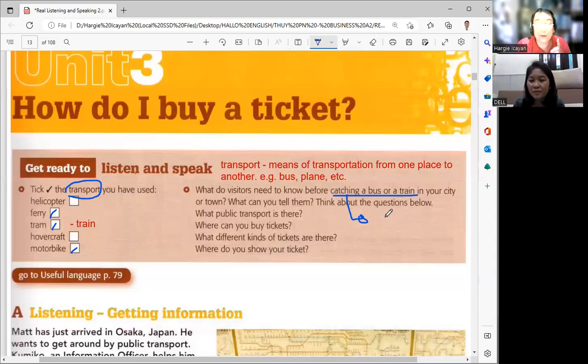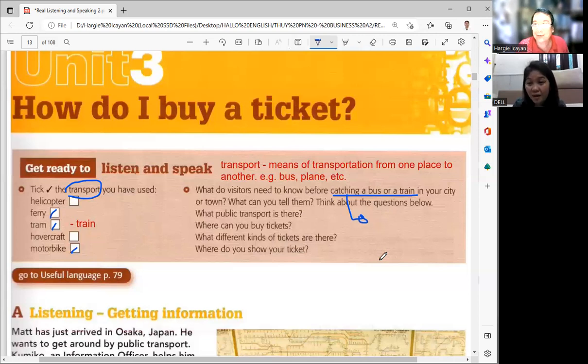So do I have to buy a ticket also? Yes, riding a train, you need to buy a ticket. Riding a bus, you need to buy a ticket also. Because here in the Philippines, there is no ticket in riding a bus. You can just wait at the bus station, and then you can ride, and then there would be a conductor. We call that one a conductor, the one who is going to collect your payment inside the bus.